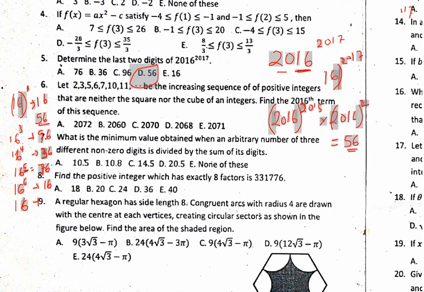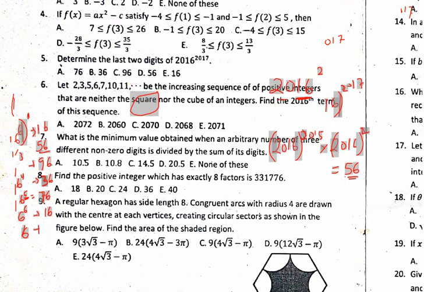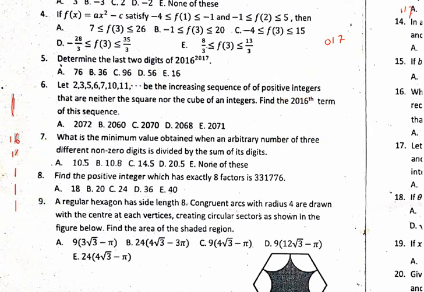So 1 is not there. We have 2. We have 3. 4 is not there. 5, 6, 7. 8 is not there because it is 2 cubed. 9 is not there because of 3 squared.